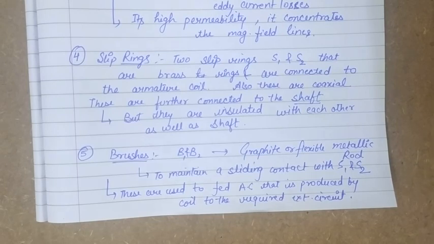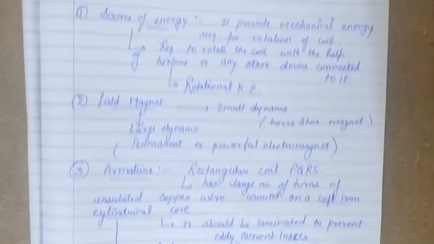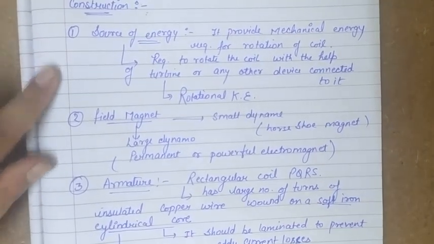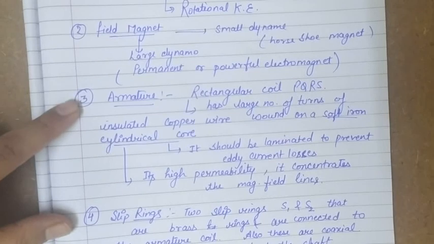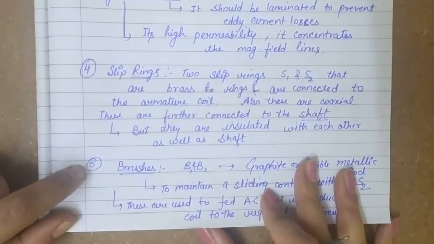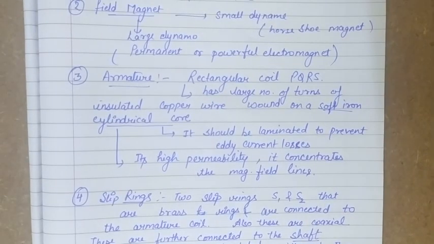So 5 main elements are there in the construction of an AC generator. First is the source of energy, then the field magnet, then the coil, that is the armature, then slip rings, and after that brushes. So here we sum up all the points in the construction. After this we will move to its working, advantages and disadvantages. For that, move to the second part of this video. So let's continue to that.